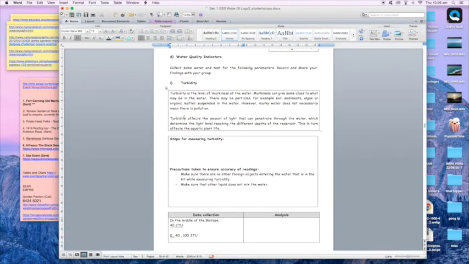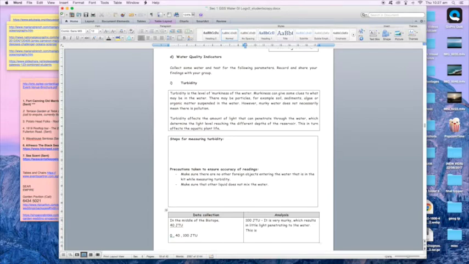Basically, turbidity affects the amount of light that can penetrate through water, which determines the light level reaching the different depths of the reservoir, and this will affect aquatic plant life. So, the level of murkiness of the water. If it's 100, it means it's very murky. If it's 100 JTU, it means it is very murky, which results in little light penetrating the water.